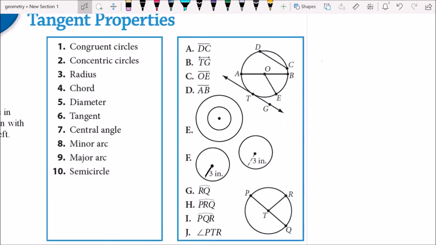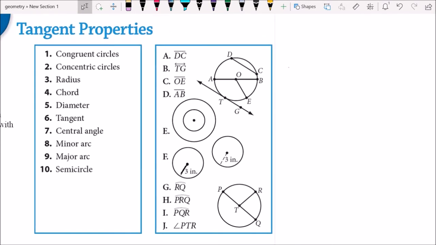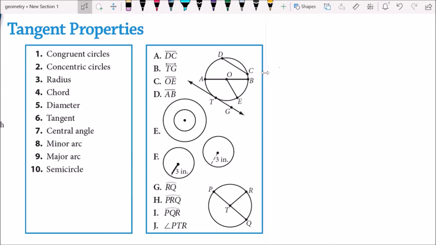Congruent circles. We learned earlier that congruent basically means that two shapes are the same in every way. They may have had some rigid transformation, but they are the same shape. So that would be two circles in this case which have the same size, and that's shown right down here in F. So that's what that's going to be.